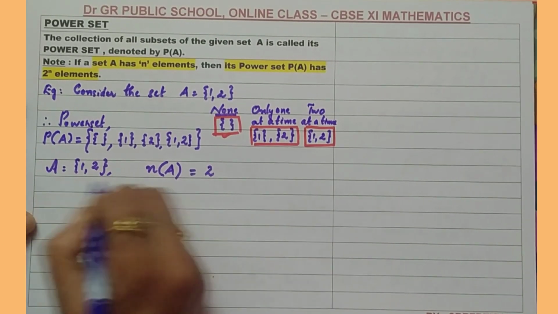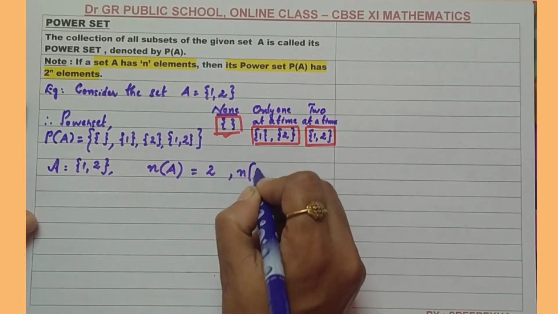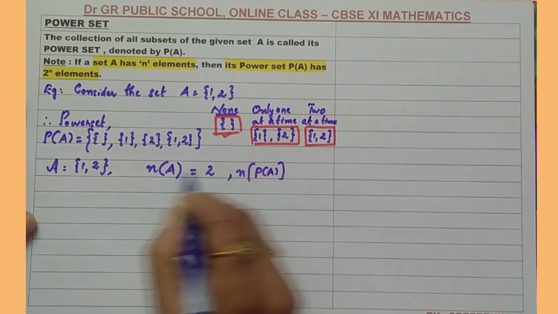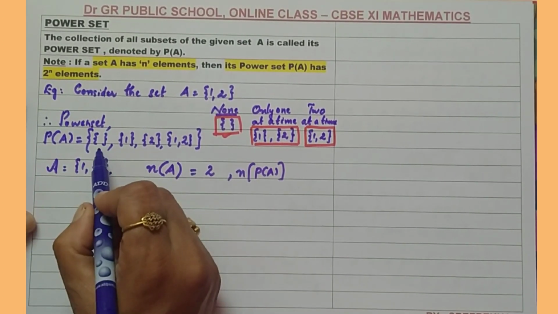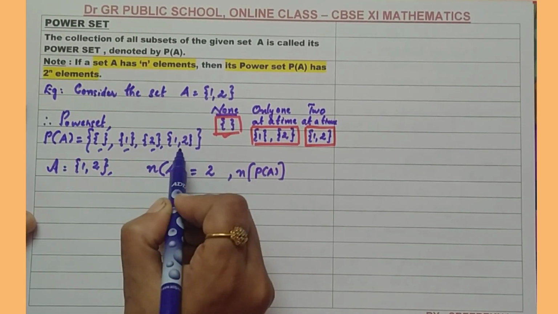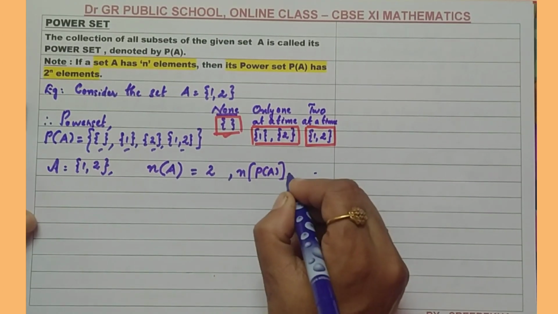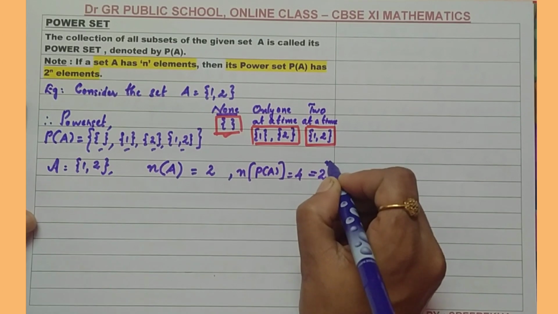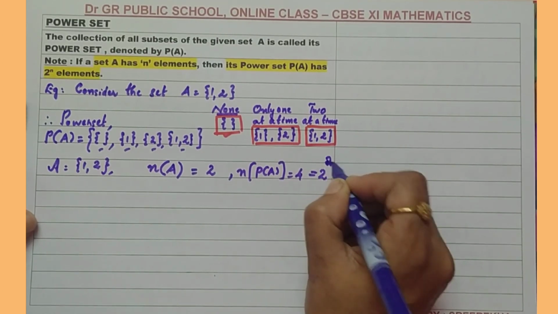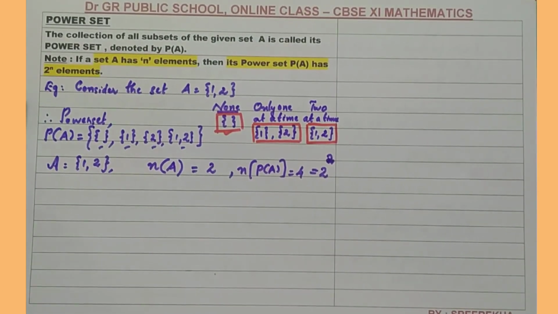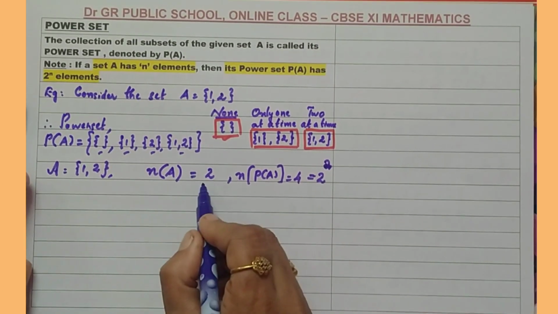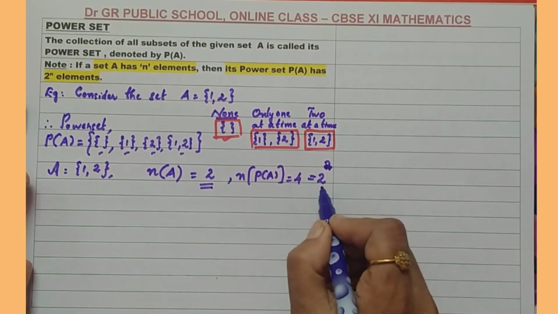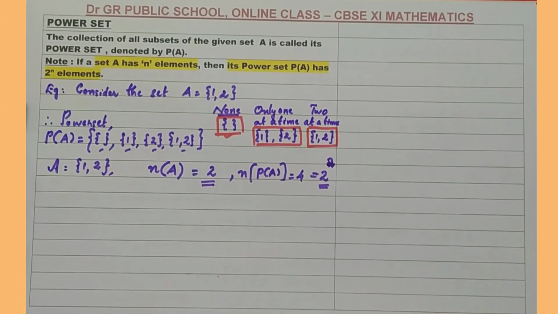What is the cardinal number of the power set of A? Power set of A contains how many elements? 1, 2, 3, 4. 4 means that which is equal to 2 raised to, what is the n here? 2. 2 raised to 2. So, when the set has 2 elements, the power set has 2 raised to 2 elements.